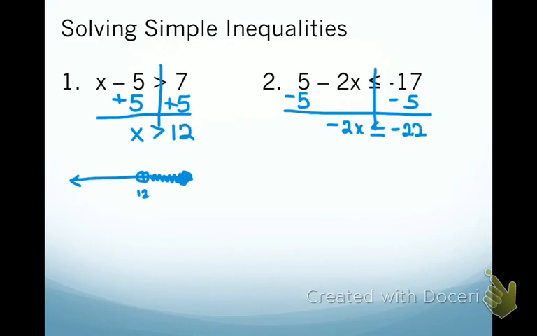And now we're going to divide, but here's the rule we have to make sure that we remember when we solve these problems. Anytime you divide or multiply by a negative, you have to switch the direction of the inequality sign. So since this right now is a less than or equal to, we're going to change it to be greater than or equal to, and we get positive 11. If I were to graph this one, it would have a solid circle at 11 because this one does have the line underneath. And again, since it's greater than, we're going to go the other way.